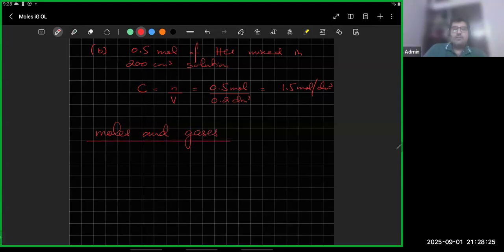We'll try and do that one in the next class. Okay, we're just doing the basics. We're just trying to understand that there are 3-4 formulas which we're going to use. Everything is going to be described in moles. And we'll continue this tomorrow. Okay.